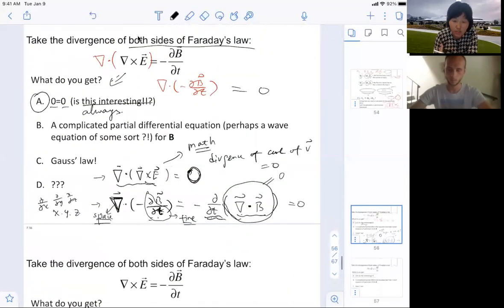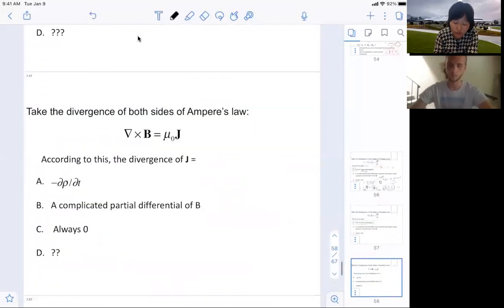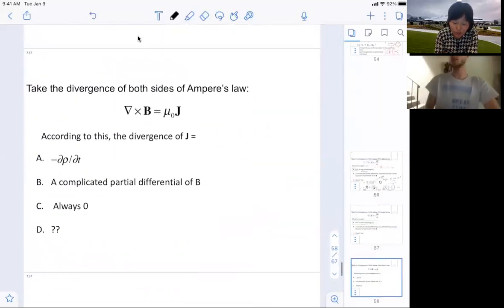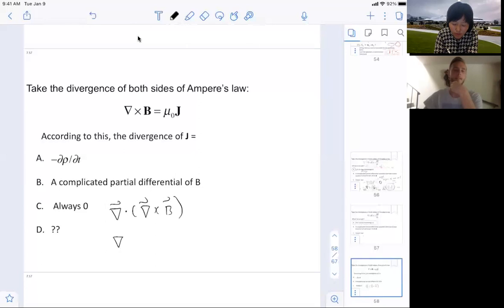So this is one of the strategies we use to evaluate our Maxwell equations: what if we do that little bit of play on Ampere's law? What if we do the same thing here? Let's take the divergence of both sides. What do you think you will get?